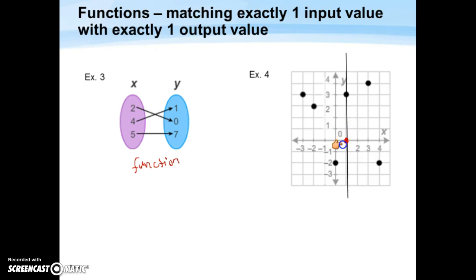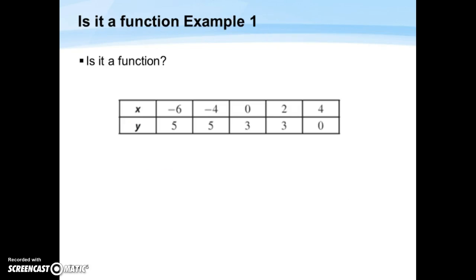So in order to pass a vertical line test, you can only have 1 point on the graph or on that line at any given time. So to make it a function, that point wouldn't be able to be there. So just some examples to help determine if something is a function.